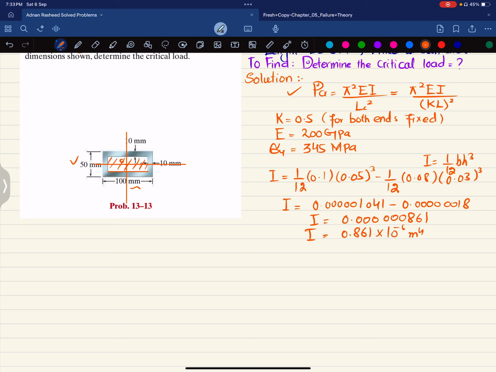So we know that P critical is equal to pi square E times I divided by (KL) whole square. E is 200 gigapascal, so 200 into 10 raised to power 9 Pascal, and I is 0.861 into 10 raised to power minus 6, divided by, what is K? K is 0.5. So 0.5 multiplied by length, which is 5, whole square.